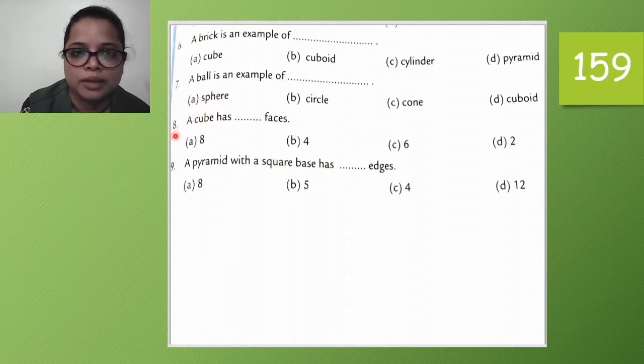Question number 8. A cube has dash faces. A 8, B 4, C 6, D 12. Yes, your answer is correct. It is C 6. So write down here 6 faces. Number 9. A pyramid with a square base has dash edges. A 8, B 5, C 4, D 12. Yes, your answer is correct. It is A 8. So write down here 8 edges.